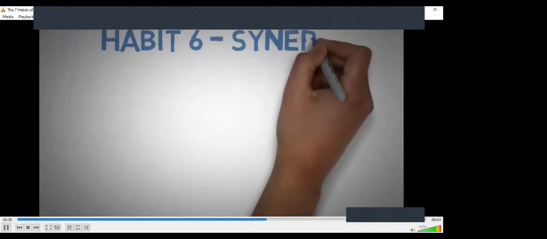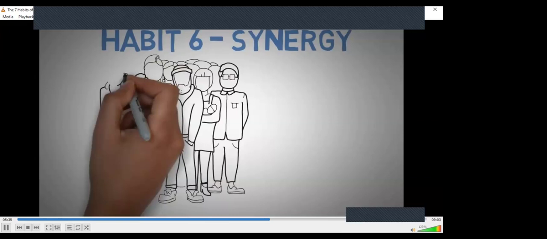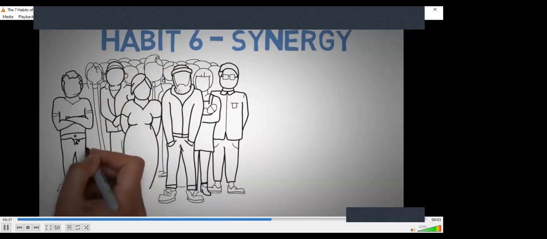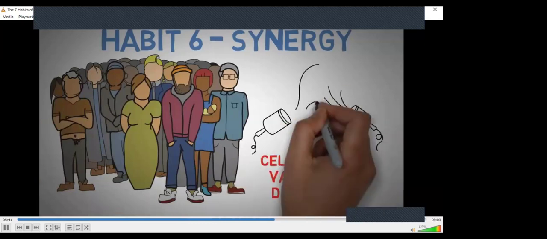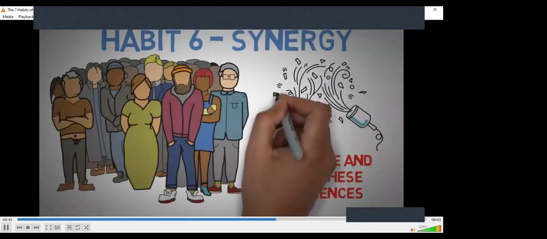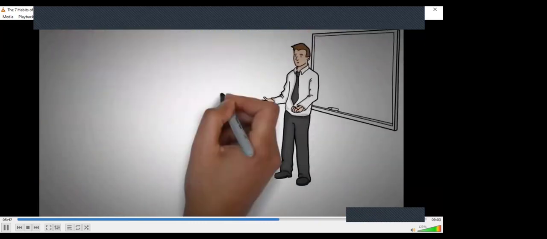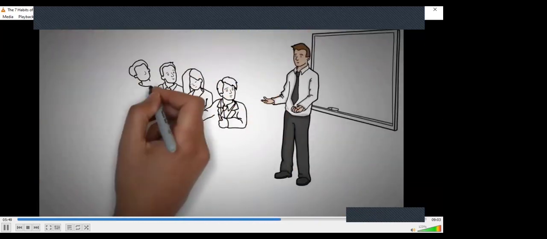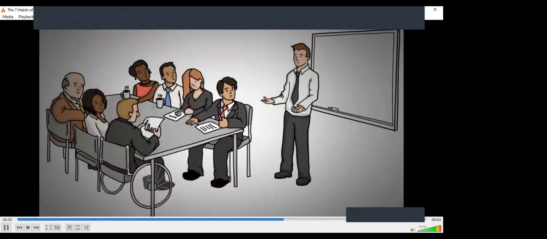Habit 6 is synergy. The idea behind this is that different people bring different opinions, ideas, perspectives, and strengths to the table. Instead of simply tolerating or accepting these differences, we should celebrate them. We should value these differences. This is what any good CEO does. They get their different subject matter experts and get their input to come up with the best solution.